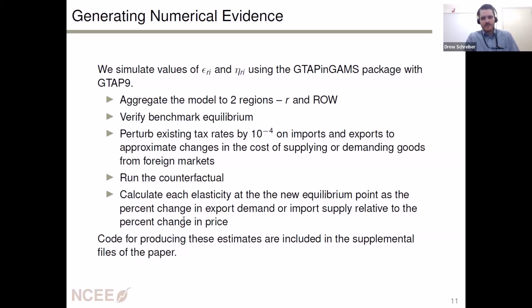And so we aggregate the model to two regions, make sure that the aggregation works and that the benchmark equilibrium is verified. We then perturb existing tax rates by some small number on imports and exports to approximate the changes in the cost of supplying or demanding goods from foreign markets, run the counterfactual, and then we calculate each elasticity at the new equilibrium point as the percent change in export demand or import supply relative to the percent change in price. And I'll just note that the code for producing these estimates are all included in the supplemental files of the paper.